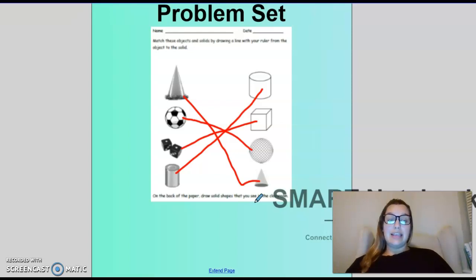So, your challenge today. You do have an exit ticket on Google Forms, but I want to hear about all the 3D shapes you can find around your house. So, if you would like to tell me about them, you can fill out the last question on the Google Forms. It'll say, what 3D shapes can you find around the house? I want to hear all about them.